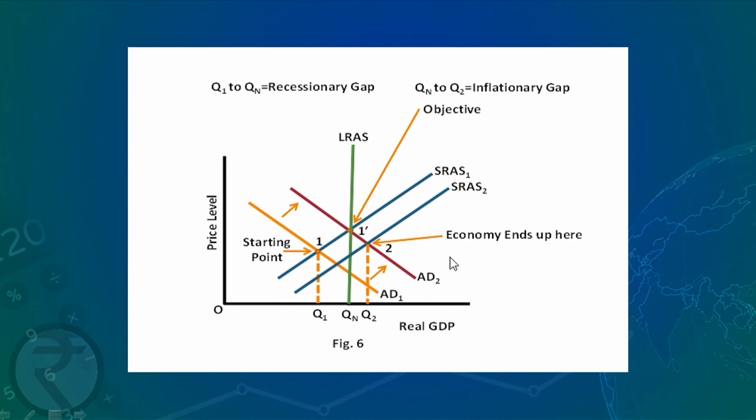So, the objective has not been fulfilled because of the lags, because time has elapsed between finding out whether there is a need for fiscal policy, taking the action and even after implementation. So, due to the lags, the economy ends up in an inflationary situation. So, if there are lags in fiscal policy, they make the fiscal policy ineffective.